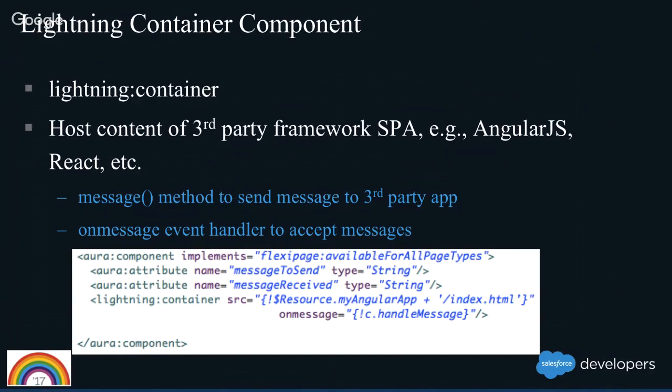And there were issues around Locker Service and stuff like that. But with this Lightning container component, you can now use them inside of it, and you can communicate between the two different apps. There's a way to send messages in the JavaScript with this message method, and then there's a way to specify a handler to receive messages. I mean, you still have to code the app to send the messages and stuff like that, but it's just another tool. People have spent a lot of time investing in Angular or React, and this allows them to have some level of reuse.